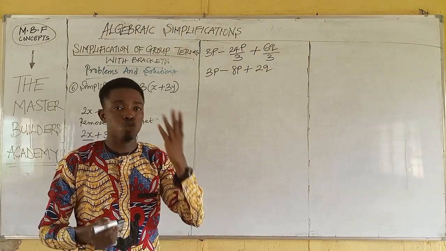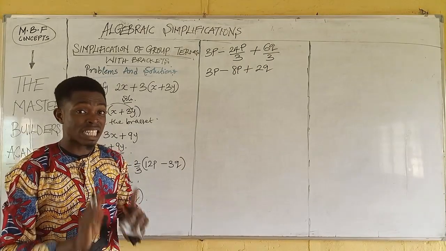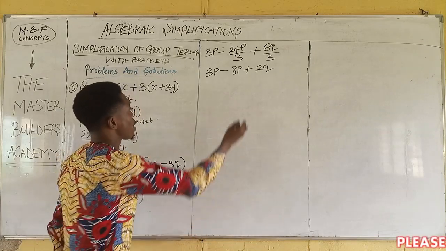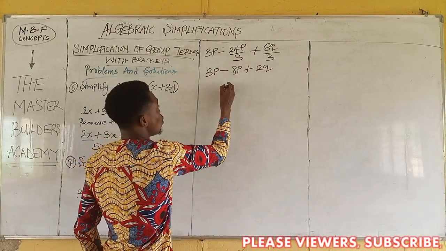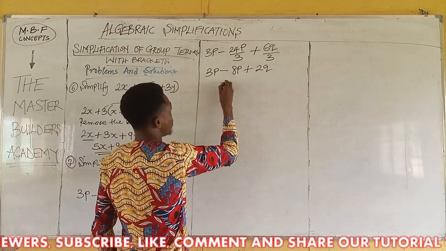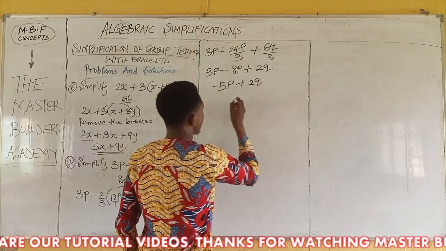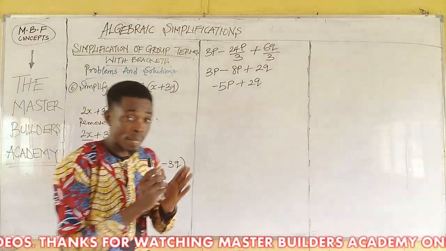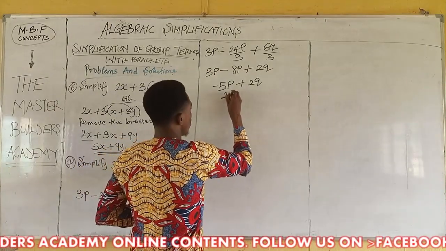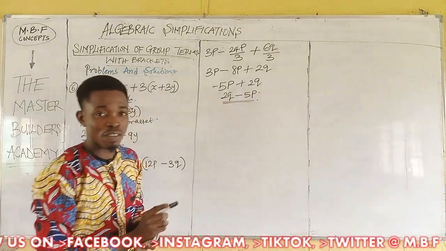P appears twice. All we need to do is to remove 8p from 3p, and understand that we are removing a bigger number from a smaller number. Hence, our outcome will be negative. So when we remove 8p from 3p, we will have minus 5p plus 2q. Then finally, we will have to rearrange it because plus has to come first. Then we have 2q minus 5p. This is the best state of this answer.